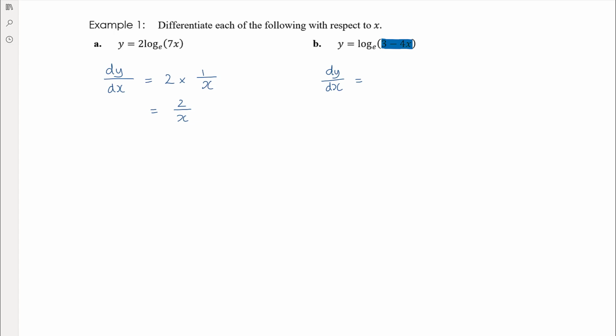Okay, so we get 1 on 3 minus 4x, but then we need to multiply by the derivative of 3 minus 4x, which is negative 4. So you get negative 4 on 3 minus 4x. There's a lot of negatives going around there. You might write that as 4 on 4x minus 3. It's the same thing.